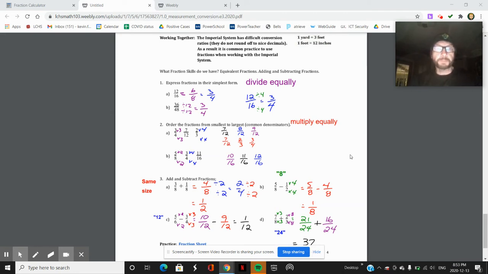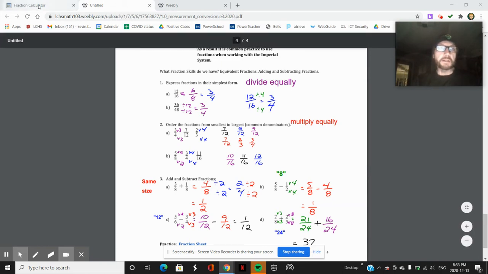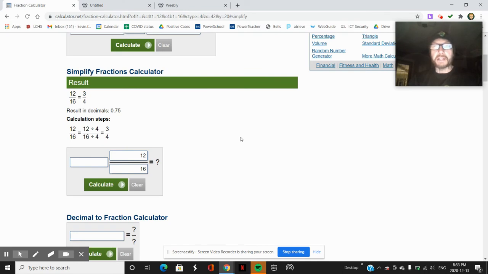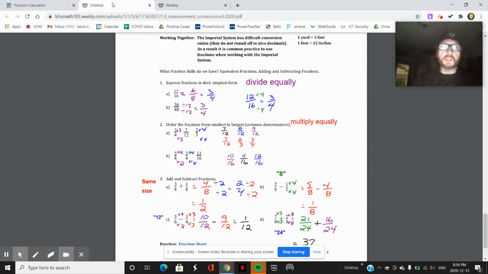or just to be able to do fractions because we can. Now on our website here, I linked something called the fraction calculator, and I actually like how the fraction calculator does questions. Our first question was 12/16, and we're supposed to simplify it. I really like how it shows that you are dividing both the numerator and the denominator, the top of the fraction and the bottom of the fraction, by the same thing. That's real important when it comes time for simplifying.